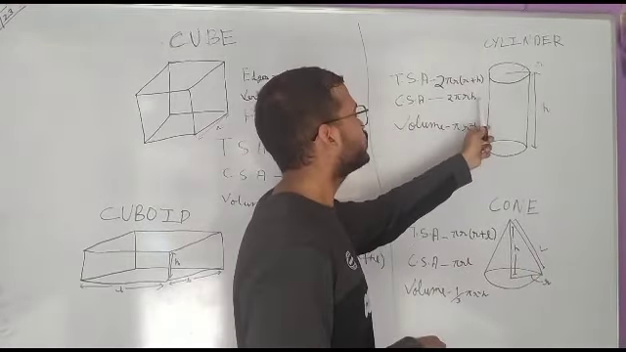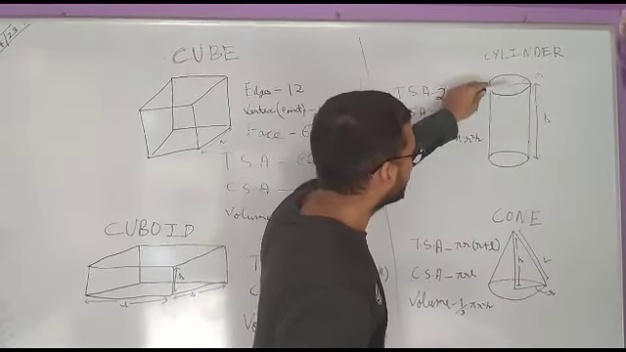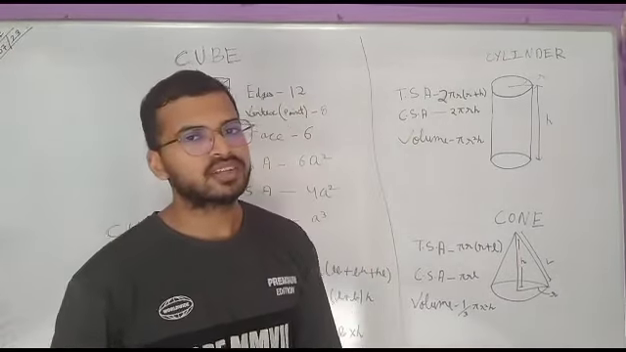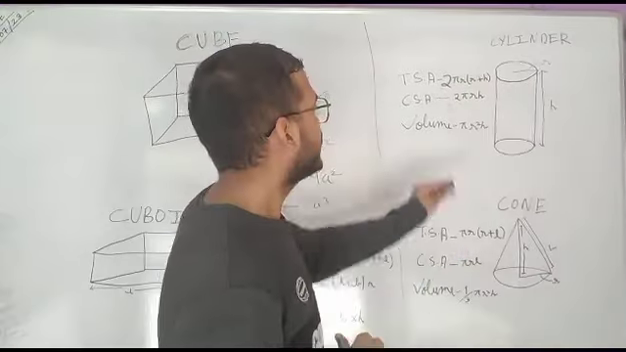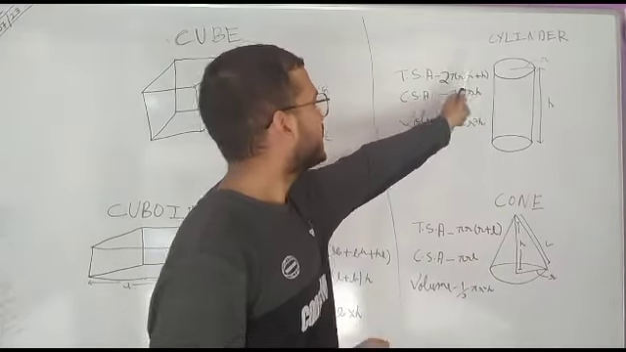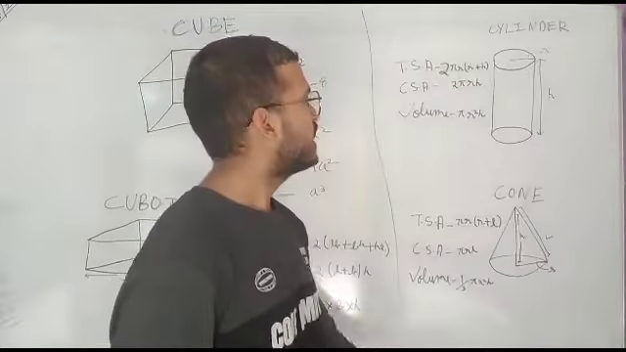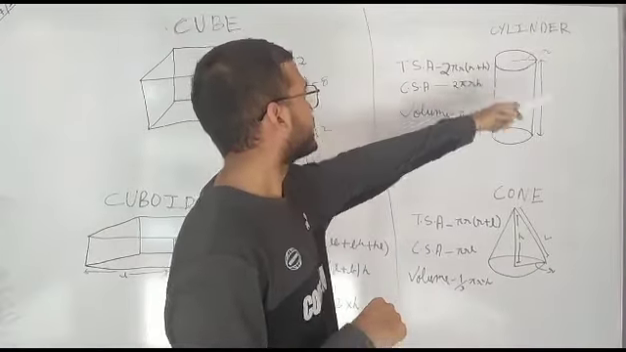So the CSA is 2 pi RH. When we calculate the TSA, we will add the area of this circle and this circle. The area of a circle is pi r square and there are two circles, so 2 pi r square. So 2 pi r square plus 2 pi rh. We take the common 2 pi r, and in the bracket we get r plus h. R is the radius of the circle and h is the height. So TSA is 2 pi r (r plus h).